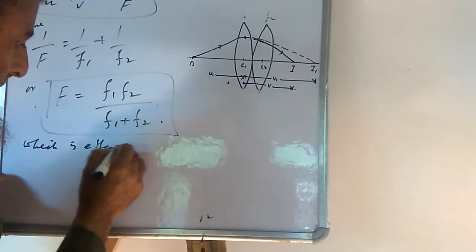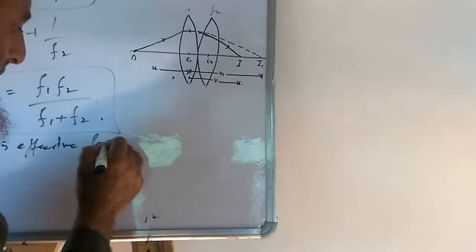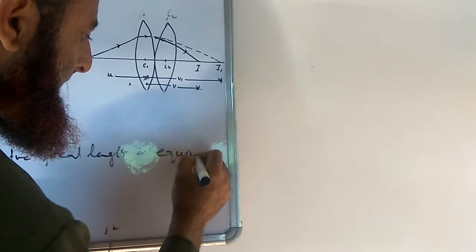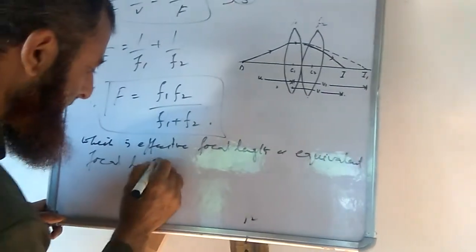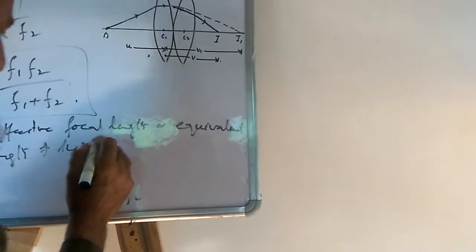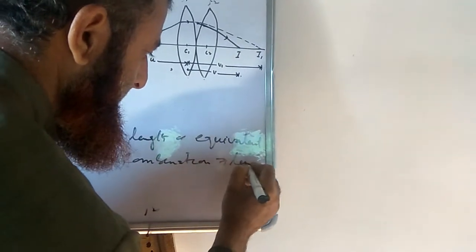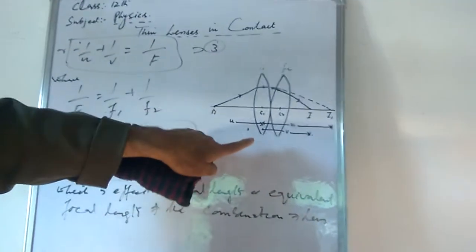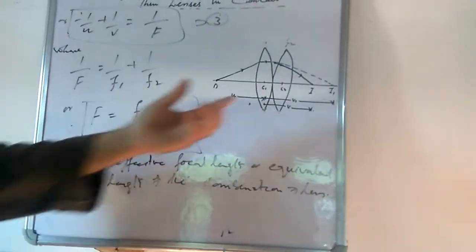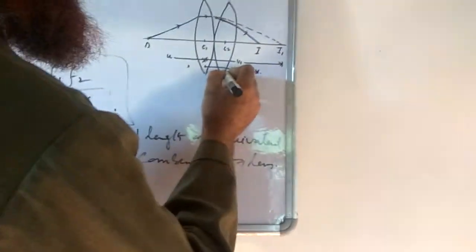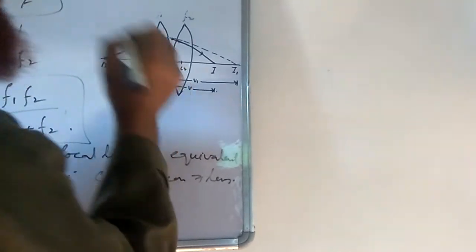This is the effective focal length or equivalent focal length of the combination of lenses. That means the equivalent focal length of the combination of lenses is equal to f1 f2 divided by f1 plus f2. Now these two lenses which are placed in contact are known as the equivalent lens, and their focal length is known as the equivalent focal length or effective focal length.